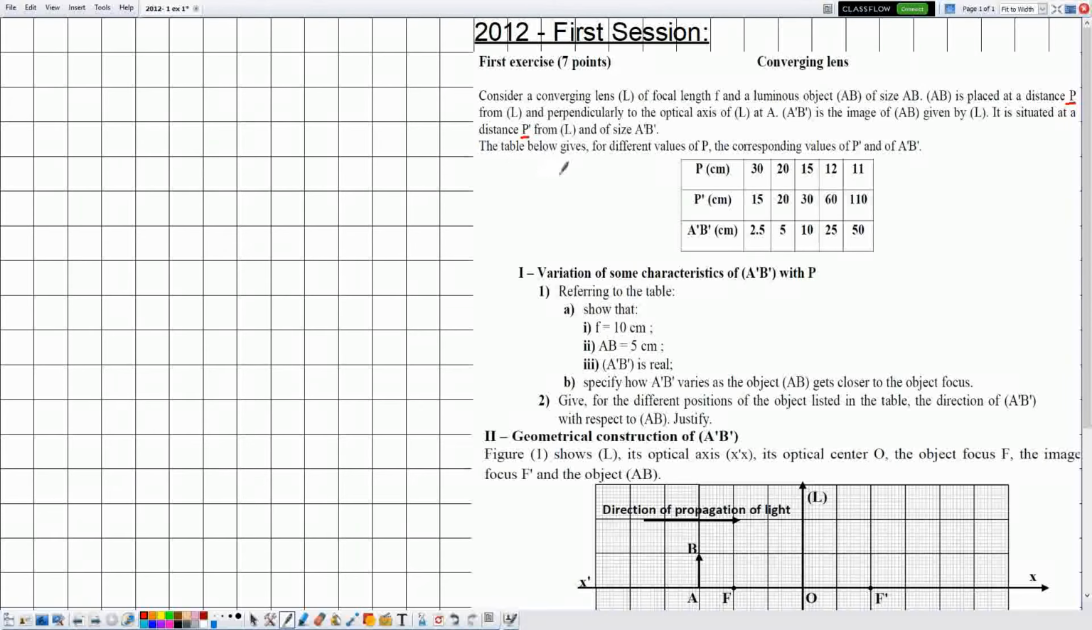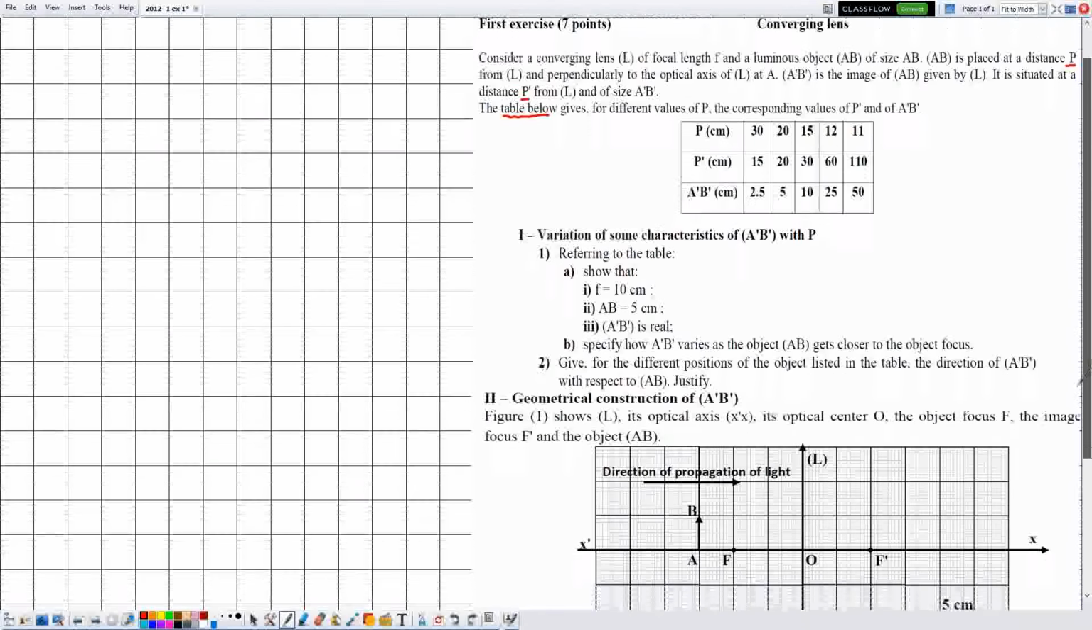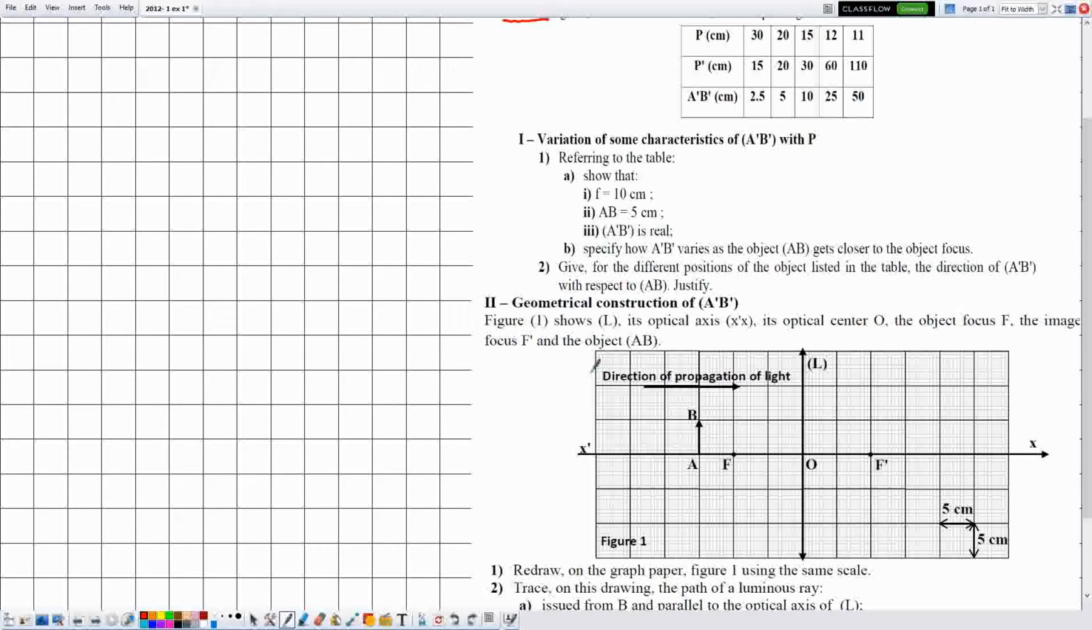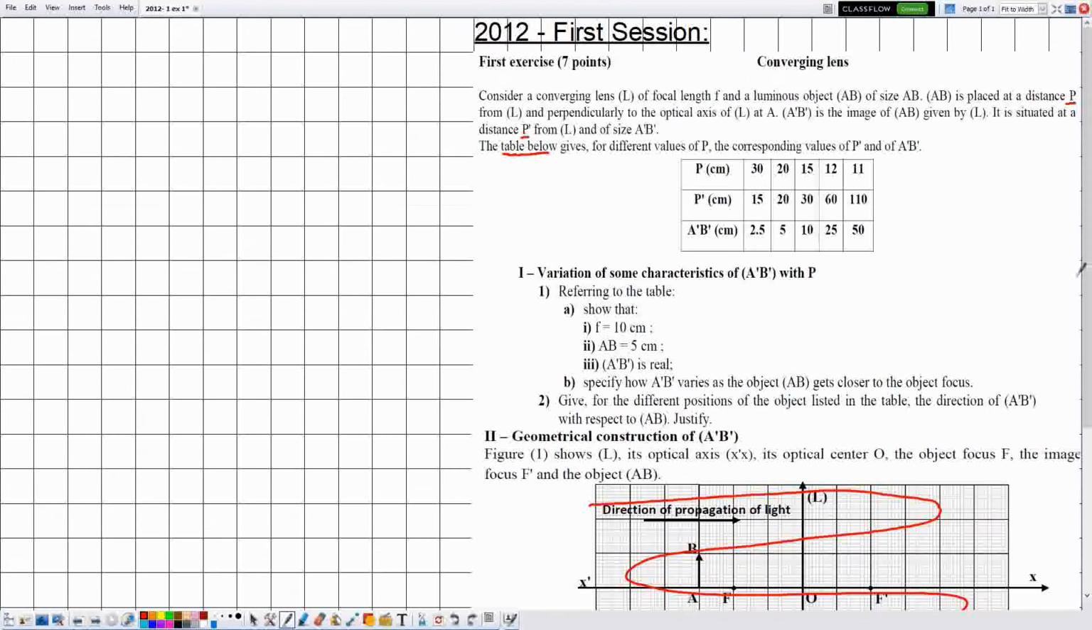Okay, the table below gives for different values of P the corresponding values of P prime and of A prime B prime. They mention the table, so I can use this table. However, till this moment they didn't mention anything about this graph, so I'm not allowed to use this graph at all. All my answers must only be restricted to the given text and this table.